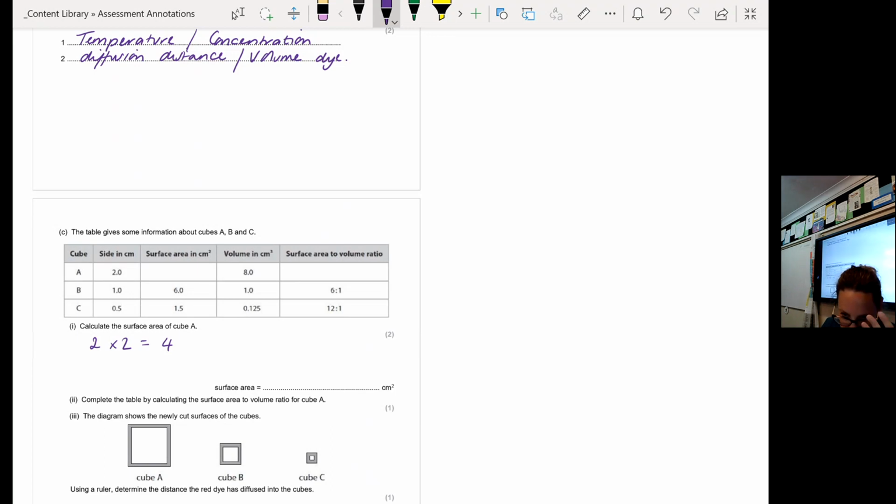Now, how many faces does a cube have? Because we're looking at surface area, total surface area. I want to do the number of faces times by the area of one face. And cubes have 6 faces, therefore I do 4 by 6. And I do 4 times 6, and that gives me 24. So I've got 24 centimetres squared.